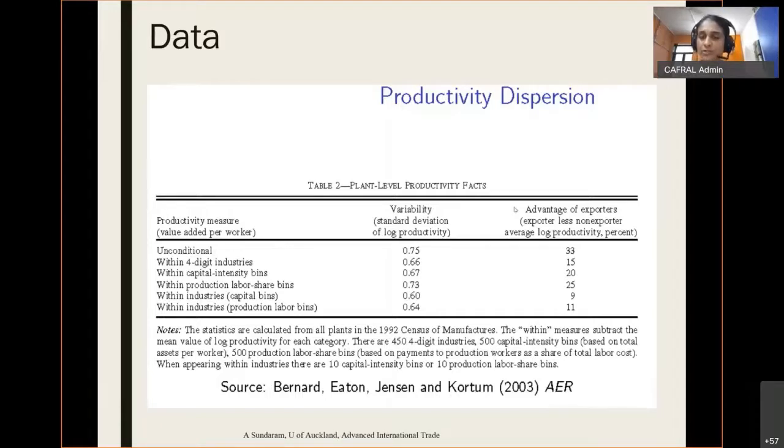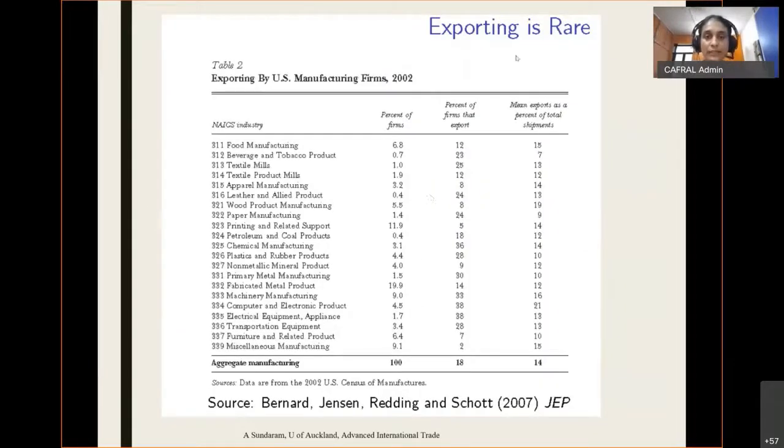And what you will also see is there is a massive productivity advantage of exporters, even when you look within these small, well-defined bins, right? And this is, of course, for the US, but this study has been replicated for a lot of other countries. The findings don't really change. There's huge heterogeneity when it comes to productivity across firms. Right? And this is the US, mind you.